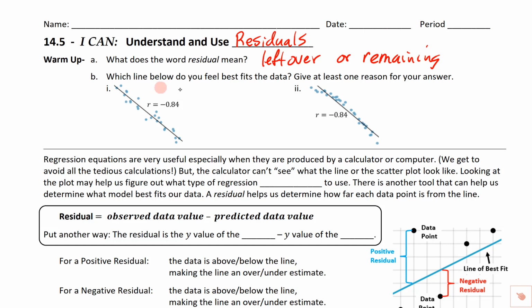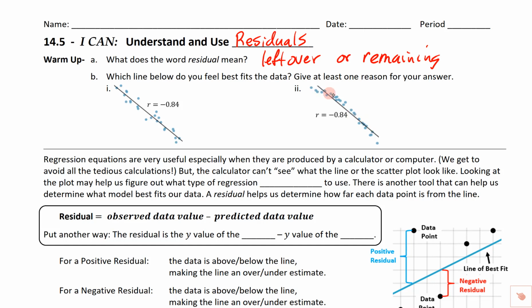So on part B, it says, which line do you feel best fits the data? Give at least one reason for your answer. Now, if you take a look at this, we've got a scatter plot here with a line graphed through it and a scatter plot here with a line graphed through it. We have R values, correlation coefficients, for each one of them. They're both negative because these lines are going down, and they're fairly strong. They're pretty big. They're close to -1 because these points are pretty tightly packed around that line, and same here.